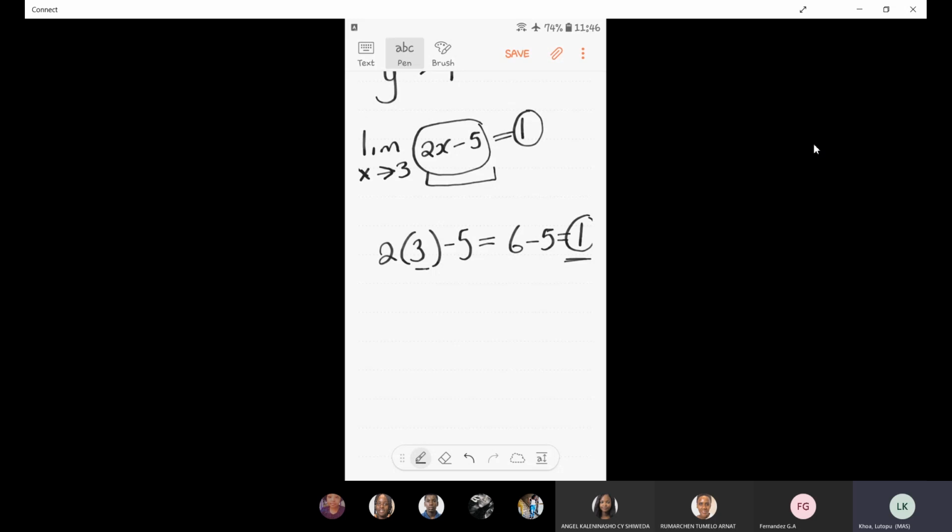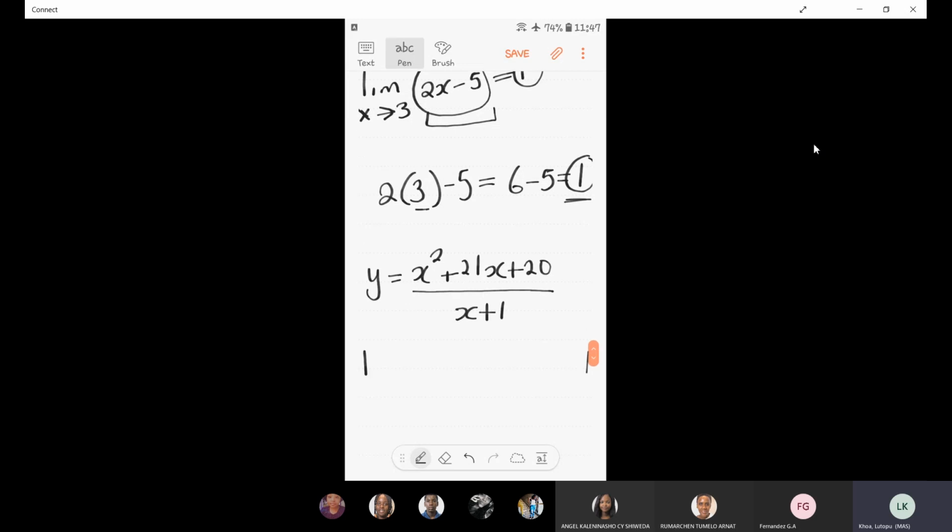But then other times you get something like this: y is equal to x squared plus 21x plus 20 over x plus 1. And we want to find out what is the limit of this function. So what is the limit of this function as x goes to minus 1?